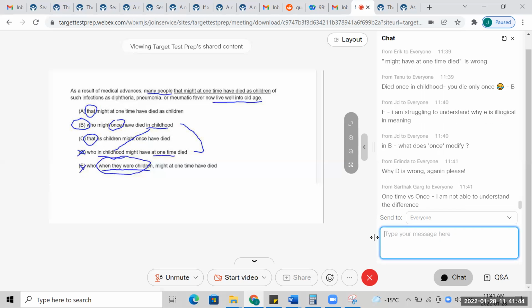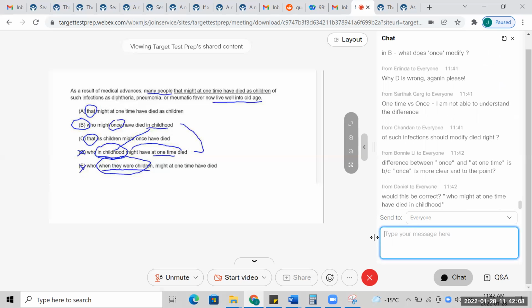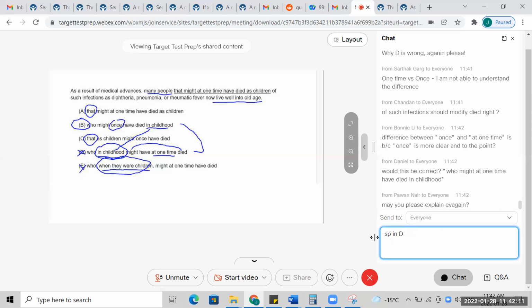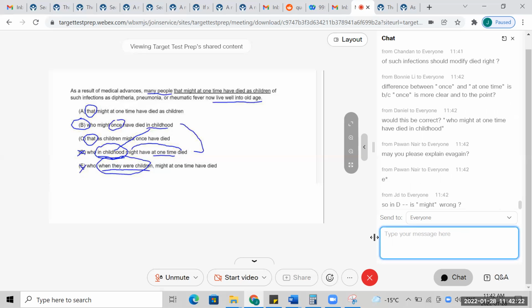Okay? And someone's asking, why is D wrong again? Who in childhood, so this is saying within childhood, might have at one time died. So during childhood, this person might have died at one time, but he lived. So basically, the person didn't die, so we know it's not the case that he might have died. Someone's saying that once is more clear. It's true, it is a little more clear than at one time. But honestly, the placement of in childhood is really the key here. You know, might is fine either way. It means sort of may, but it probably didn't happen, with very low probability compared to may.